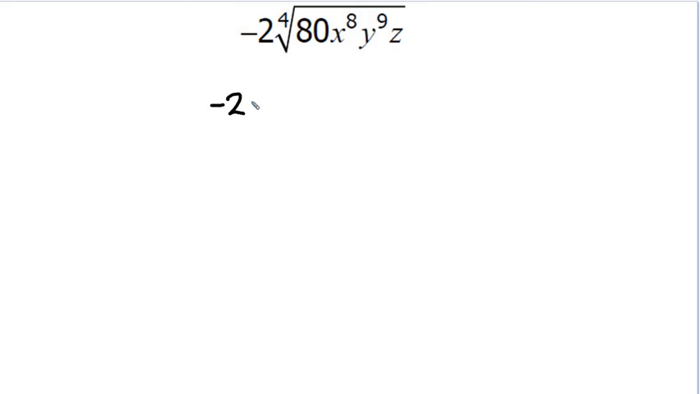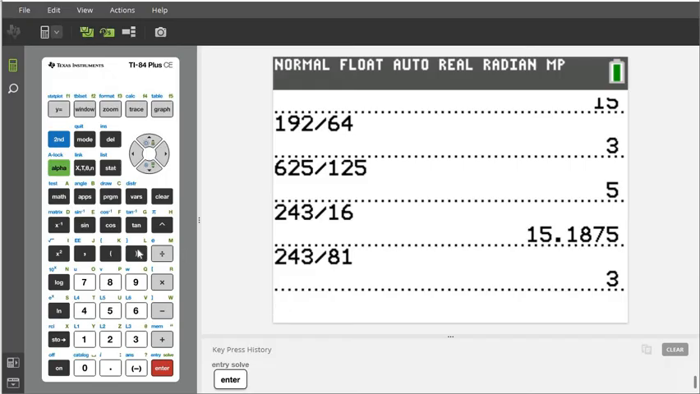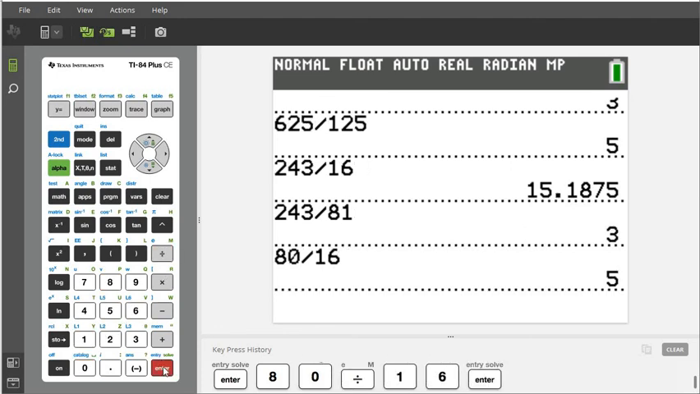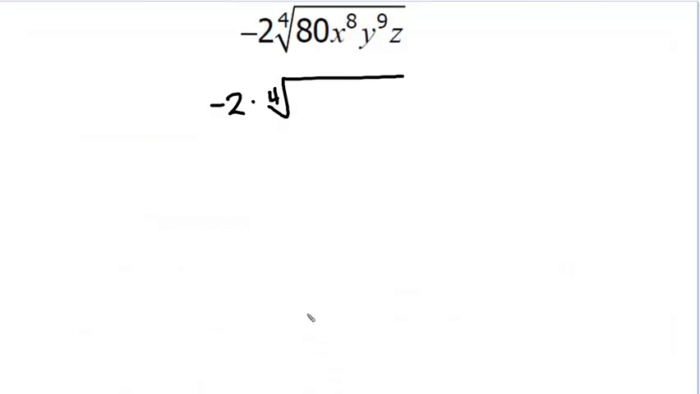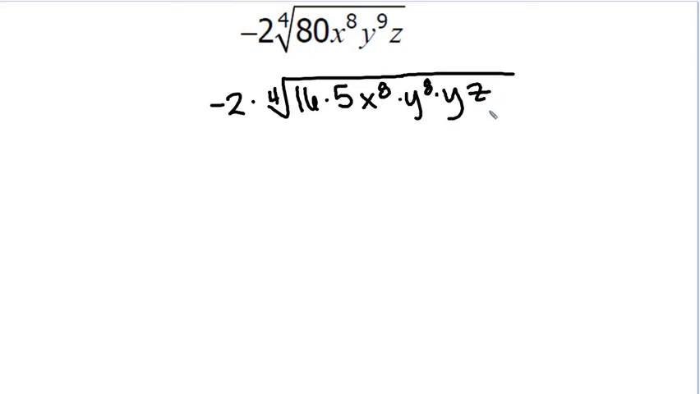Okay, so we have a negative 2, still doing a fourth root. 80 is not in my perfect fourths. So we can go to the calculator. I'm going to start small, smallest one we have, and it is divisible. The next one is 81, so it can't be 81. So we have 16 times 5. 8 is divisible by 4, so I can leave x to the 8th. Now, y to the 9th, not divisible, but I can write it as y to the 8th times y, and I'm going to leave z. It has an exponent less than 4, so there's nothing I can do.